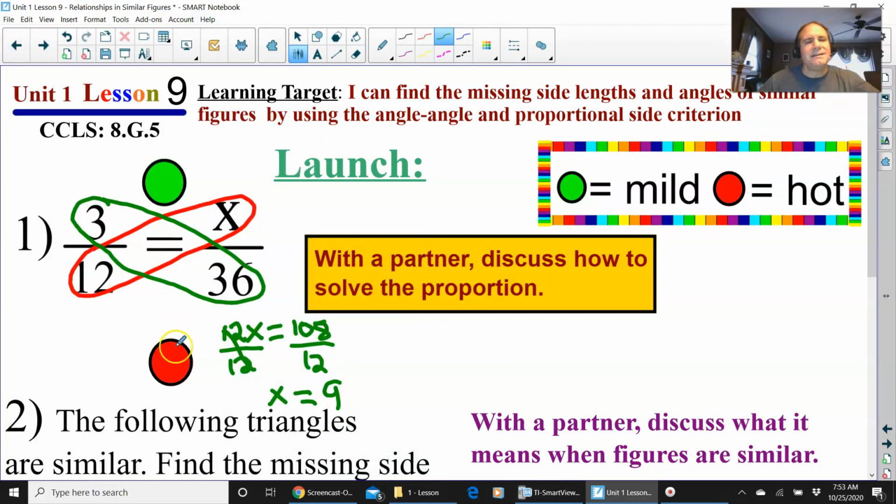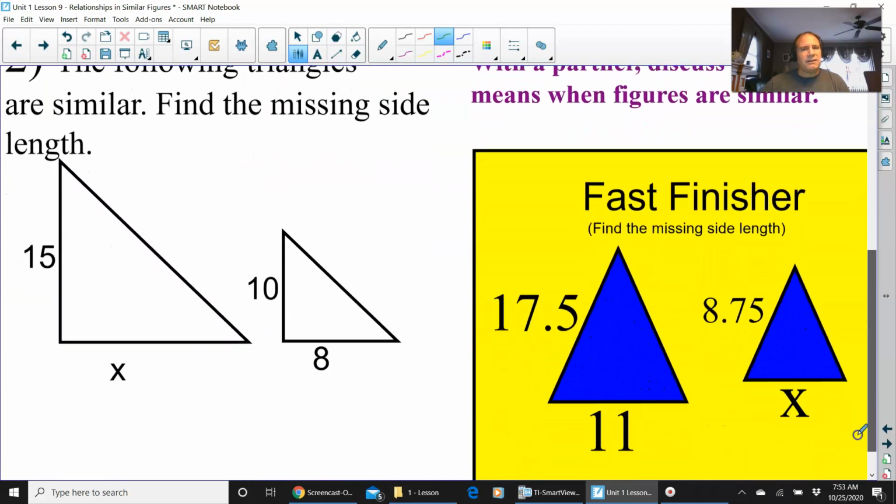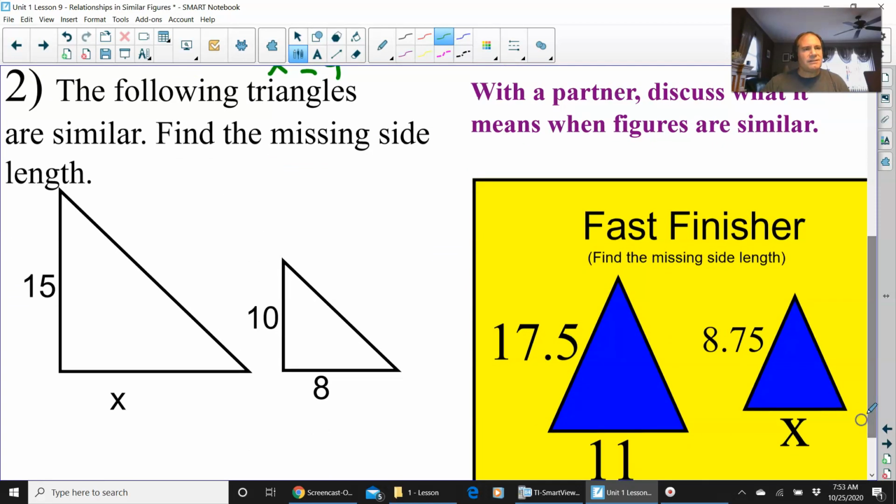All right, so easy. Remember, a proportion is this first fraction, 12/3, is going to be equal to 9/36. And you had to find that x. Those are two fractions that are in proportion. So take a look at number 2. It says the following triangles are similar. Similar. And we'll go over what that word means. But right now, we're talking same shape, different size. So similar figures have the same shape and different size.